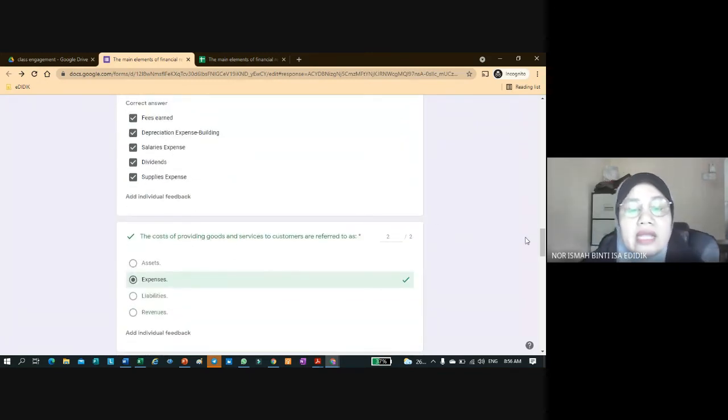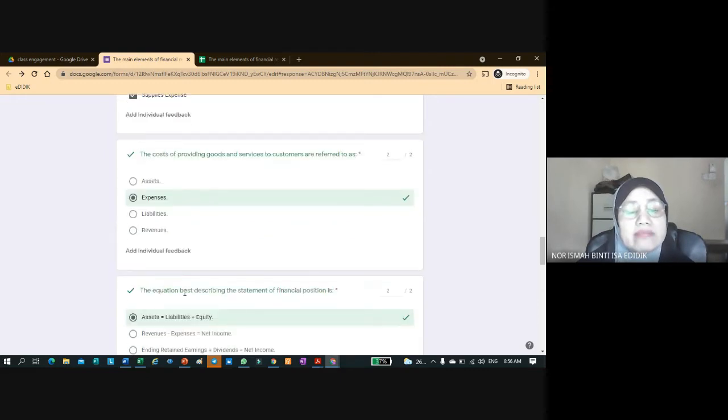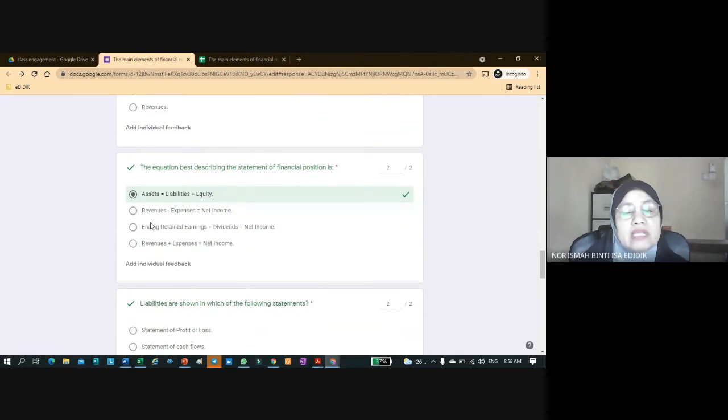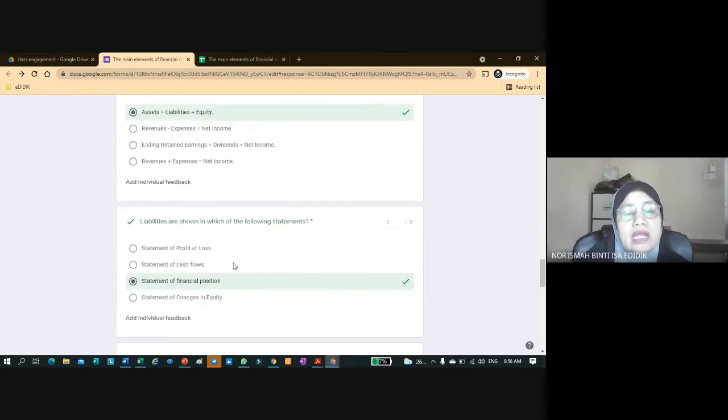Okay, and then the costs of providing goods and services to customers are referred to as expenses. But cost yang lain semua tu bukan cost untuk menyediakan perkhidmatan. Maksudnya dia kena bayar delivery cost ke, dia kena bayar bil api ke, ataupun dia kena bayar commission. That one is expenses. Okay, the equation that best describes the statement of financial position is asset equals liability plus equity. A liability is shown in which of the following statements? Liability is shown in the statement of financial position.